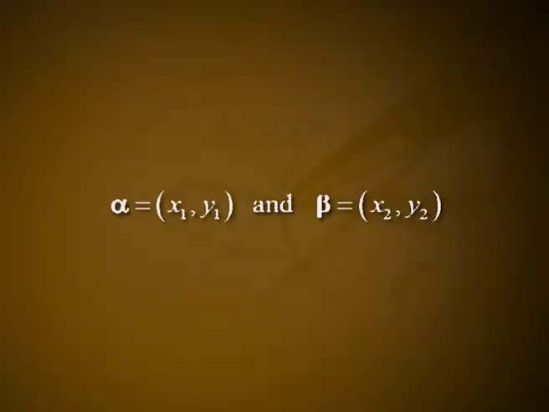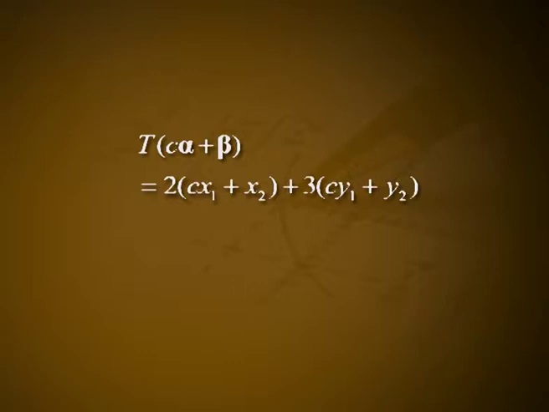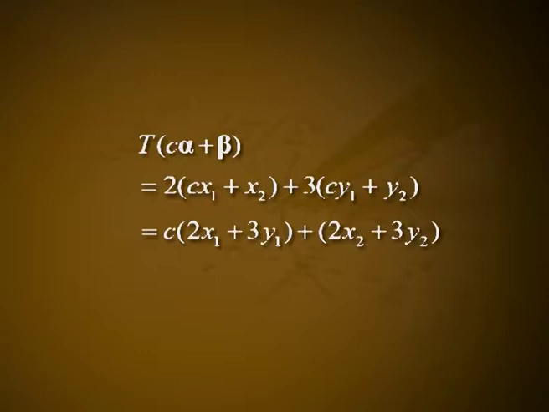Example 2. Verify that the map T from R2 to R defined by T of (x, y) is equal to 2x plus 3y is a linear functional. Solution. Let alpha be equal to (x1, y1) and beta be equal to (x2, y2). Then c alpha plus beta is equal to (c x1 plus x2, c y1 plus y2), and hence by the definition of T we have T of (c alpha plus beta) is equal to 2 times (c x1 plus x2) plus 3 times (c y1 plus y2), which is equal to c times (2 x1 plus 3 y1) plus (2 x2 plus 3 y2), which is equal to c times T of alpha plus T of beta.